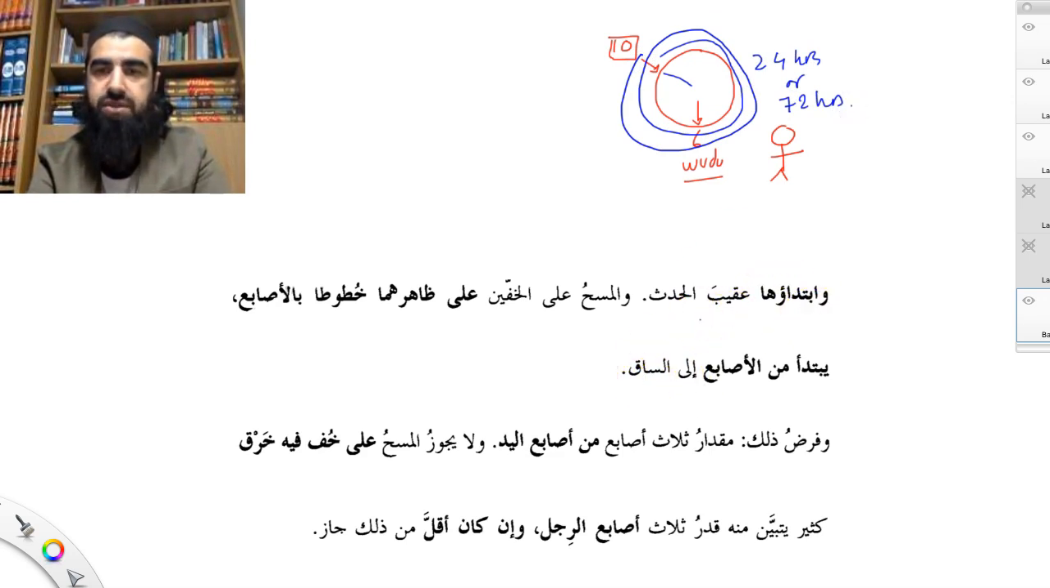Whenever. So he says, ibtida'uha, the initiation of it, meaning the start of it, start of wiping, is aqib al-hadath, right after the breaking of wudu. So 10 a.m.